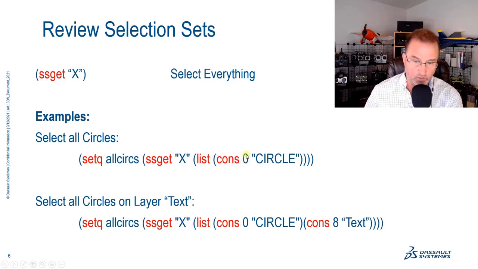Notice the 0 association list for circle would just give us all circles, or if we wanted to say all circles on the layer text, we use 8 as the association list for the text to supply that. Now, this is specifically for grabbing selection sets. What if we want to grab a specific entity?